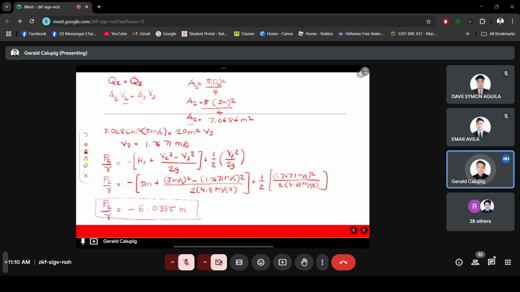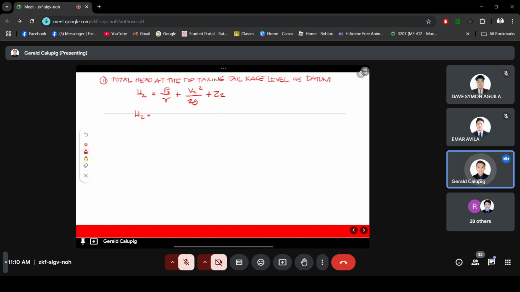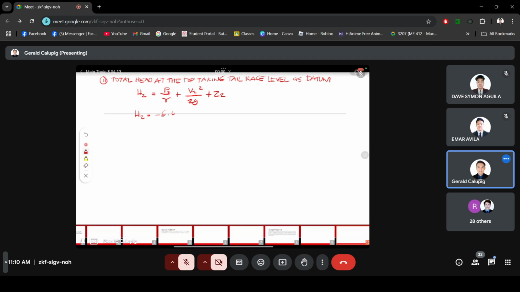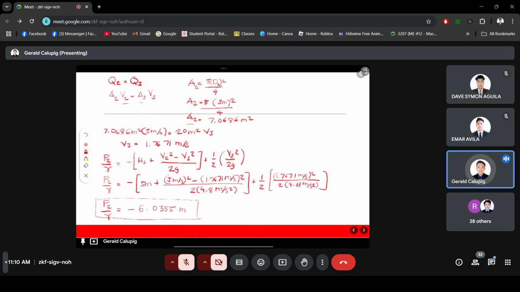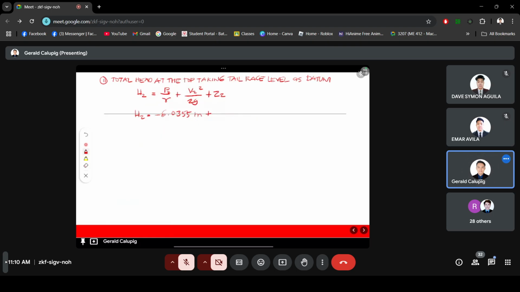What did we get? Negative 6.0355 meters, plus our V2 earlier, which is 5 meters per second, squared over 2 times 9.81 meters per second squared, plus Z2 is 5 meters. Please solve. Wait lang ha.